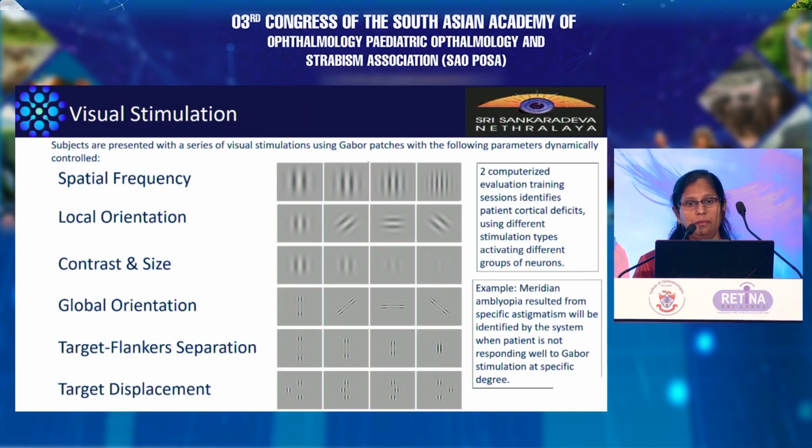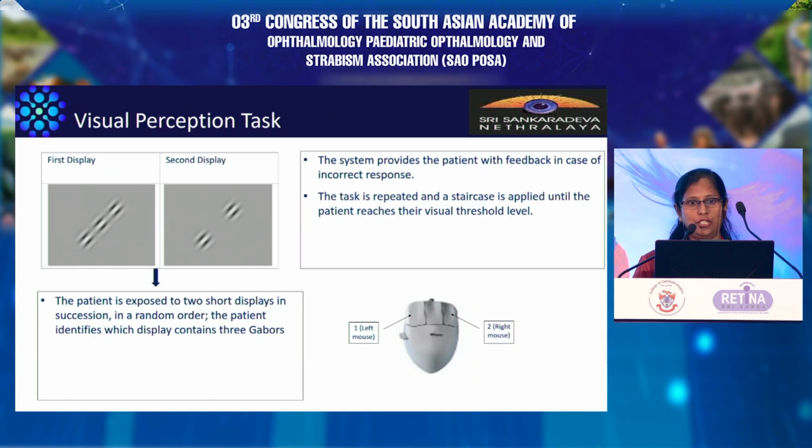This is how the stimulus is placed. Either they increase the contrast, the global orientation, or target displacement. So first there are 2 sessions which will identify the patient's cortical deficit, and accordingly the system generates the target to be given to the patient. For example, if it's a meridional amblyopia, the system will understand that the patient is not responding to the stimulus at a specific degree, and accordingly they will give their visual stimulation.